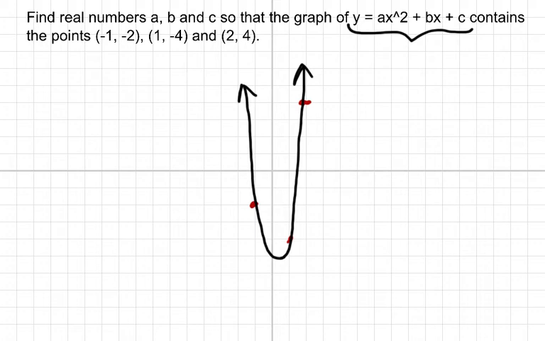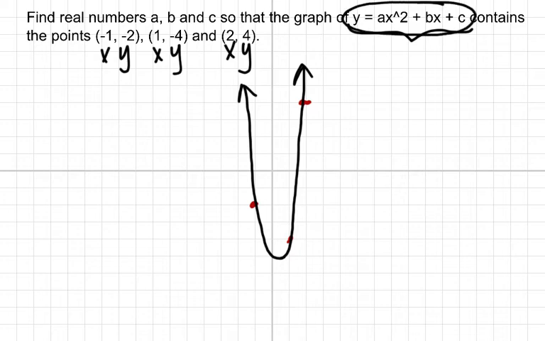So what we have been given are coordinates, which means we have x and y values. We have 3 sets of them. So we're going to take each x and y value and substitute those into our equation y equals ax squared plus bx plus c and see what results.